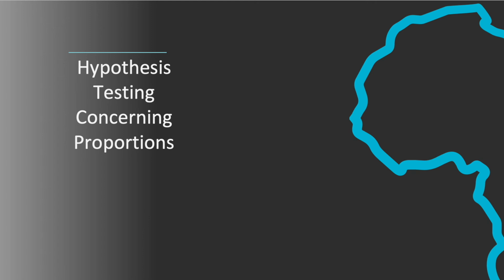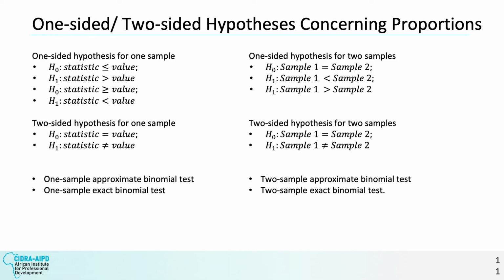Now let's move on to hypothesis testing concerning proportions. Sometimes we may want to know if the proportion of a sample or group is equal to that of another sample or the population itself. In these cases, we would use a binomial test of the proportion or probability. In both cases, we use binomial tests, although the formulas differ slightly depending on our number of samples and if we are conducting an approximate or an exact test.